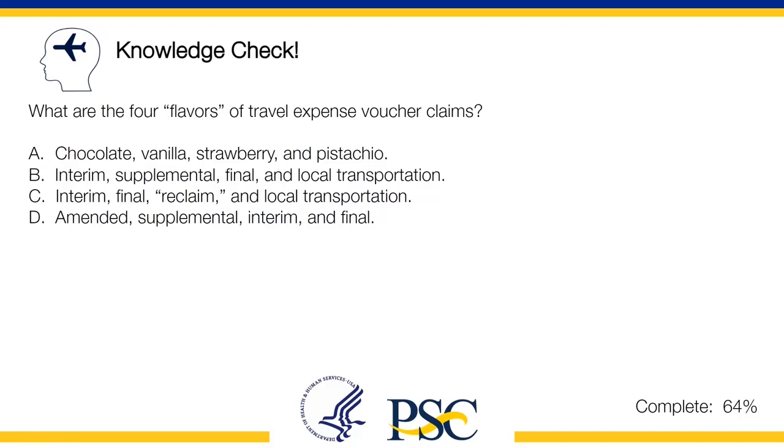A. Chocolate, vanilla, strawberry, and pistachio. B. Interim, supplemental, final, and local transportation. C. Interim, final, reclaim, and local transportation. D. Amended, supplemental, interim, and final. Pause the video, consider your response, and then resume to learn the answer.